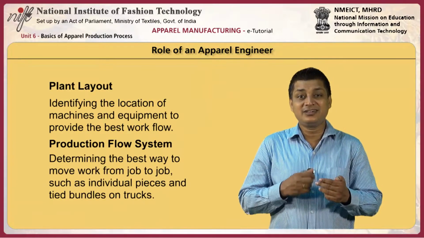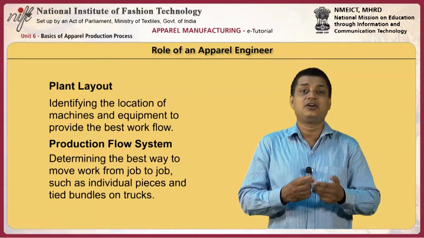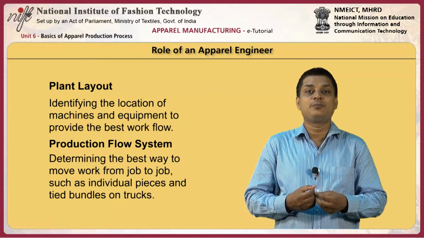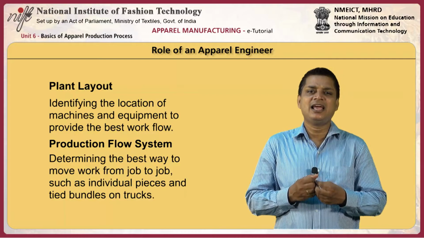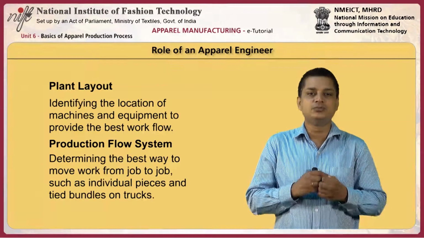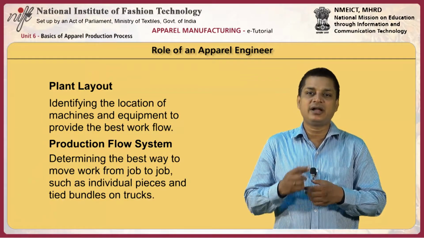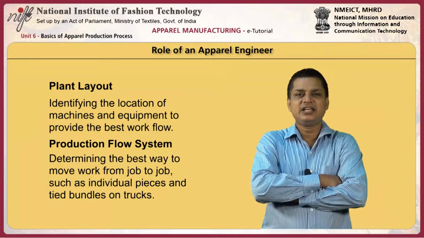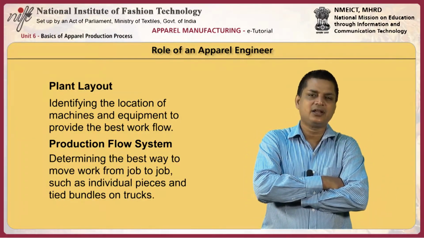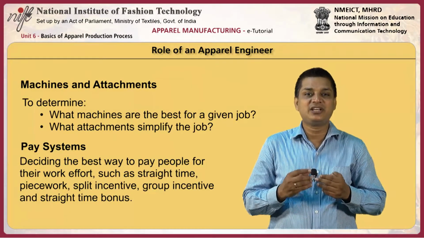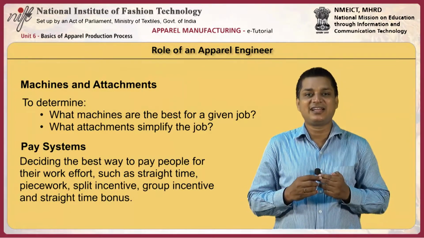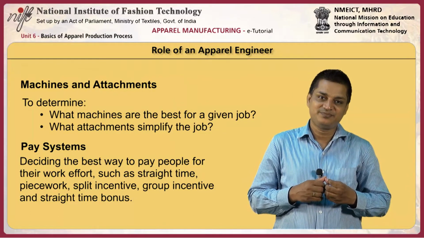Plant layout deals with identifying the location of machines and equipment to provide the best workflow. Production flow system helps in determining the best way to move work from one job to another, such as individual pieces and tied bundles on trucks. Determining what machines are the best for a given job and what attachments simplify the job.